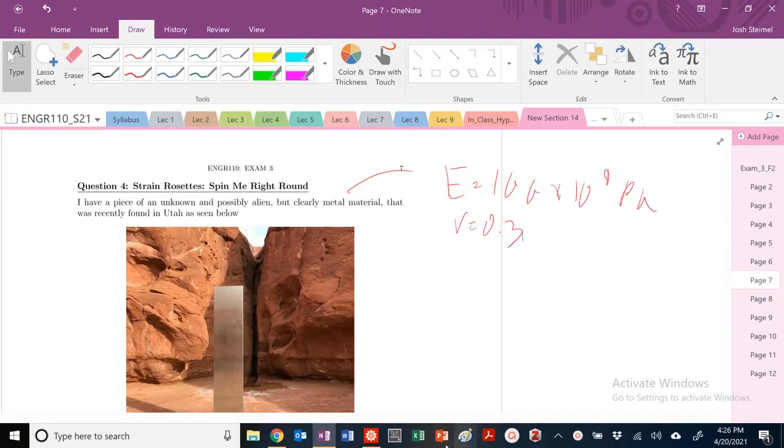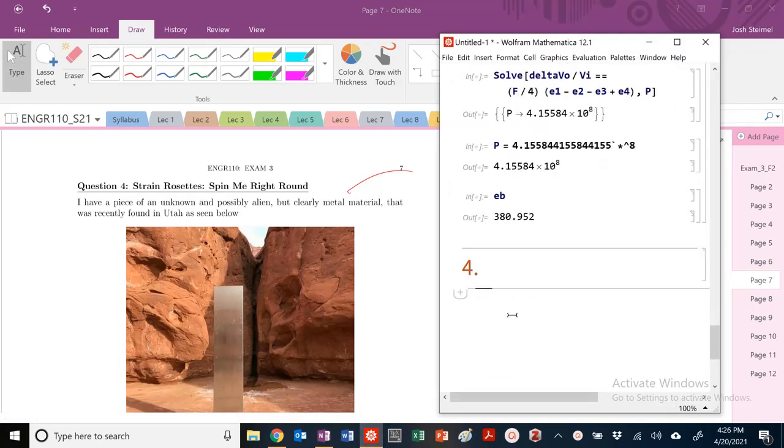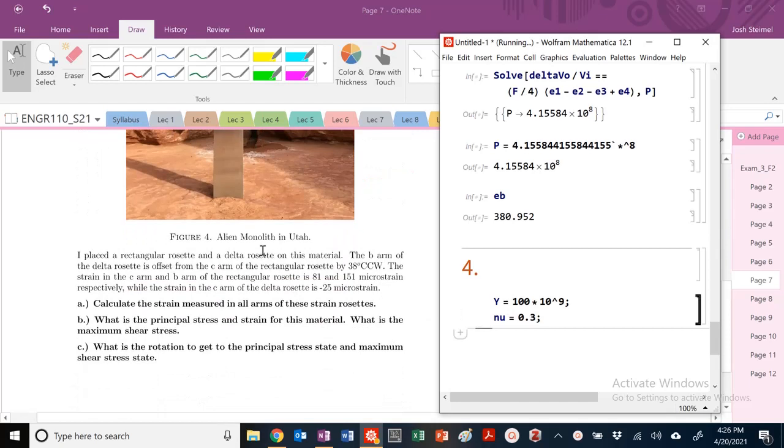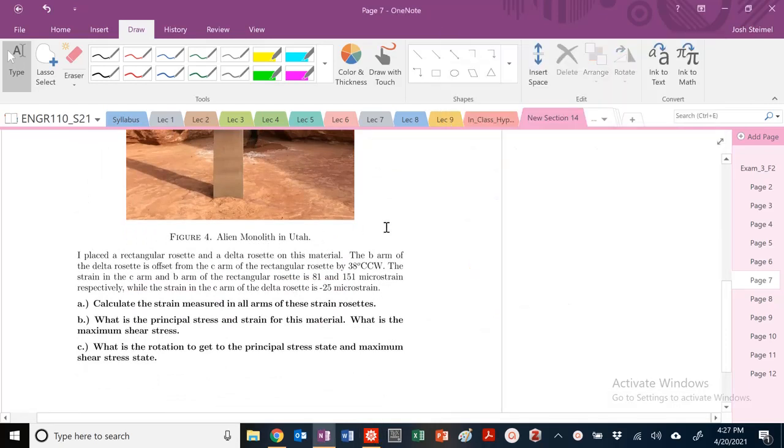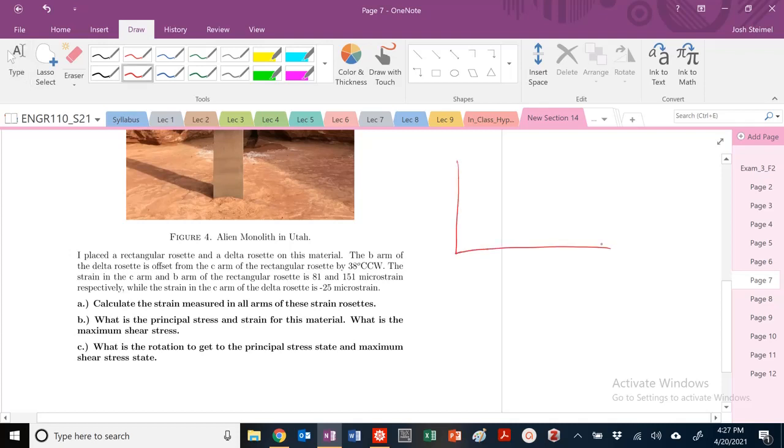Recently found in Utah, as seen before. So Y is equal to 100 times 10 to the 9. My nu is equal to 0.3. Here we go. I place a rectangular rosette and a delta rosette on this material. So I have a material like this. Oops, press down too hard on my A, B, and C for my rectangular.